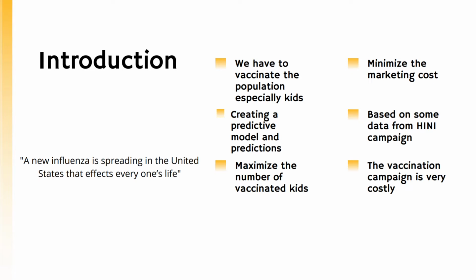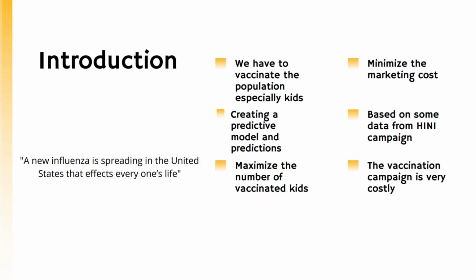In the context of the appearance of a new influenza in the United States that affects kids more than adults, our team of consultants was chosen by the American Task Force to do a study in order to know to whom we are supposed to send an invitation to get the vaccine and to maximize the effects of this vaccination campaign. To do so, we need to create a predictive model to predict which parent is willing to accept these invitations to get their child vaccinated.